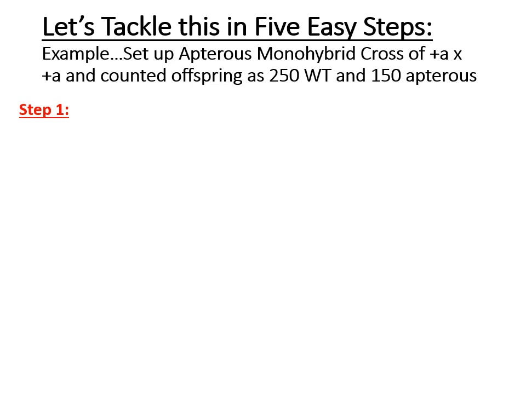So in the example we're going to use to tackle chi-squared in 5 easy steps, I know I sound like an infomercial, you set up a monohybrid cross looking at the Apterus mutant. Now, when we say that, what kind of flies are we looking at? What is the Apterus phenotype? Well, we're looking at the trait of wings, and Apterus means that we're looking to see, do the flies have no wings? Do they have wings? So wild type have wings, Apterus do not.